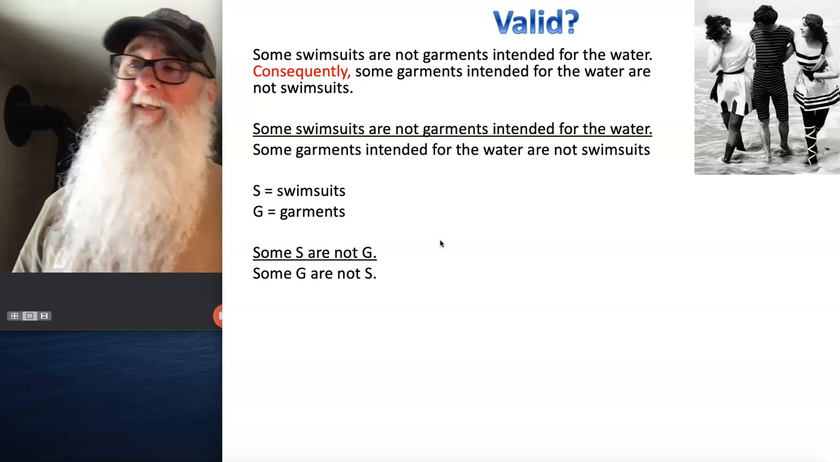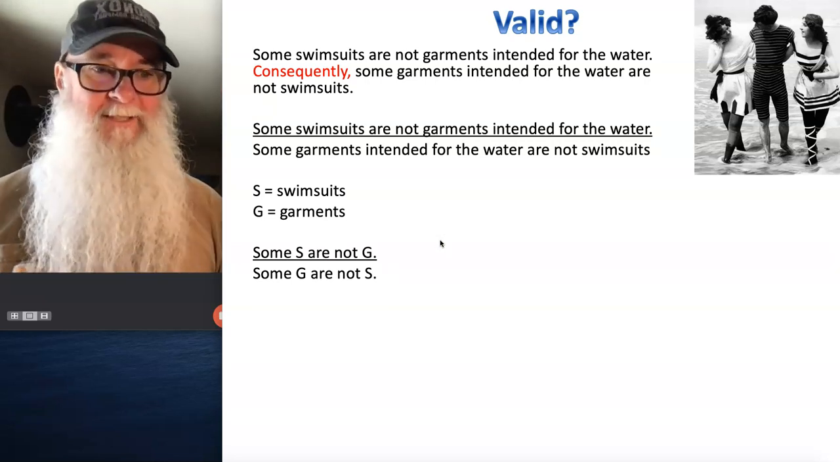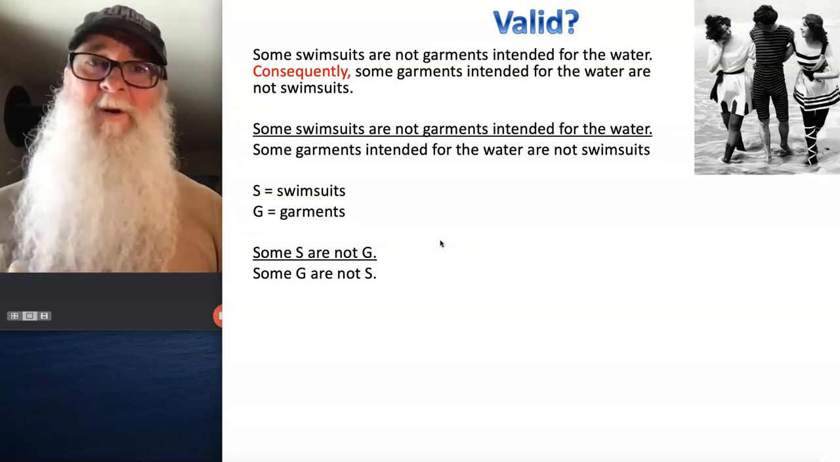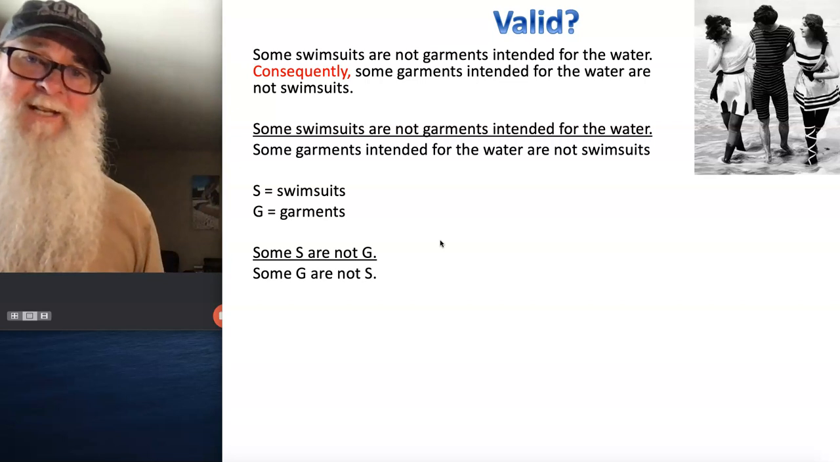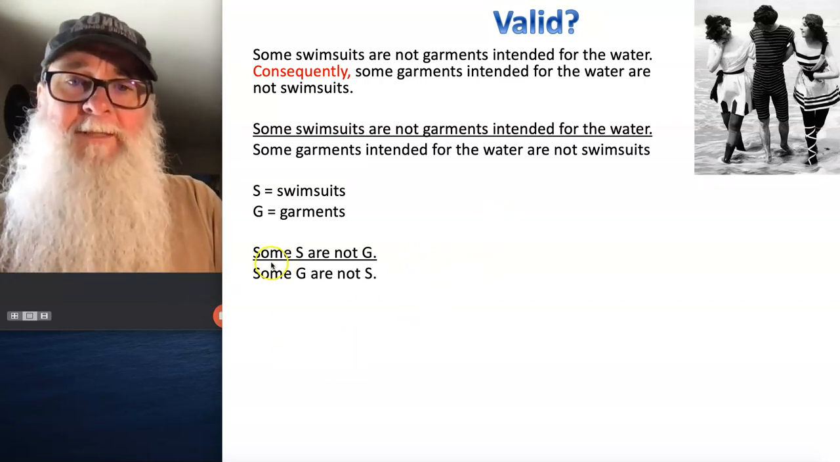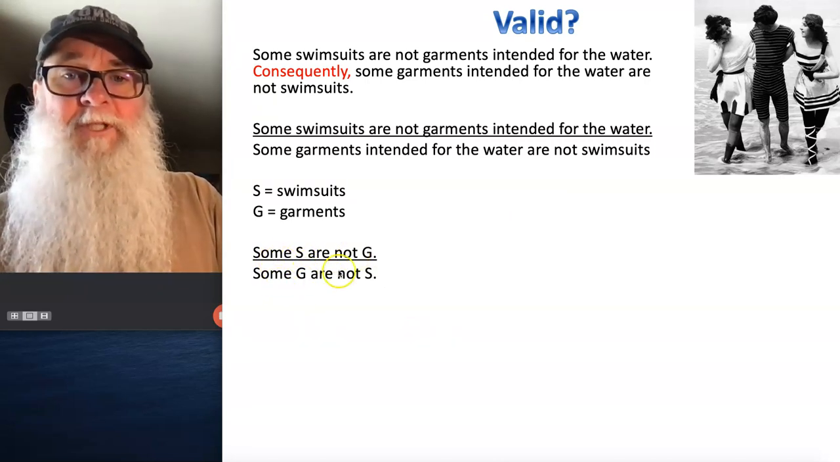This is such an important step in our process. And again, we lucked out, 3 luckouts in this particular argument, because we have only 2 terms. We don't have to worry about which terms to choose. We've got just S and G, swimsuits and garments. So when we symbolize the argument, we'll end up with something like this. Some S are not G, therefore some G are not S.